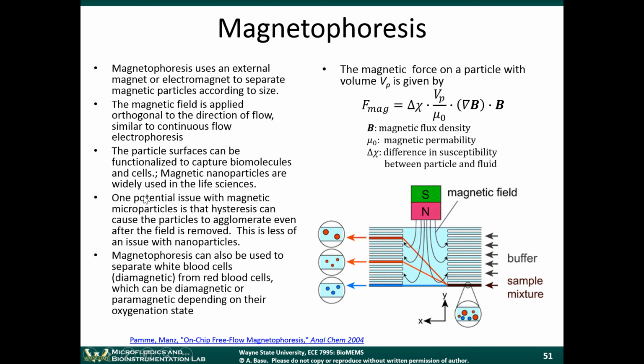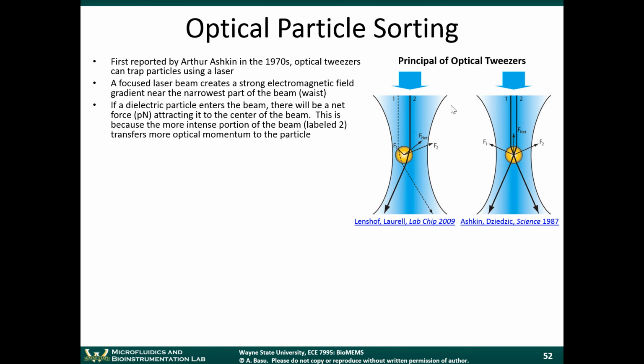One potential issue with magnetic particles is that the hysteresis can cause the particles to become agglomerated even after the field is removed. So let's say you have a cluster of particles here, they can start sticking to one another. This is the magnitude of the magnetic force, and notice that it scales as a volume, so it also scales as the radius cubed. So optical particle sorting.